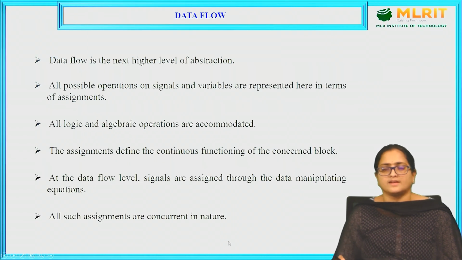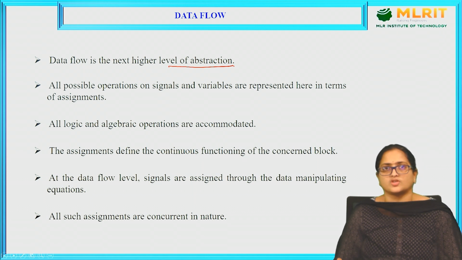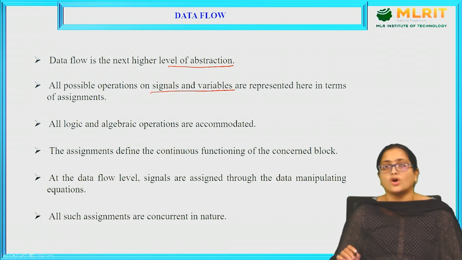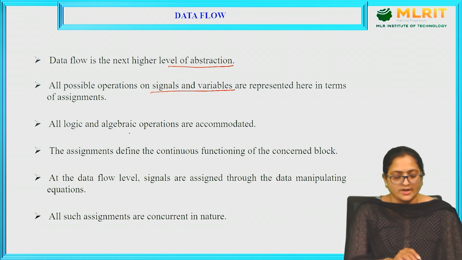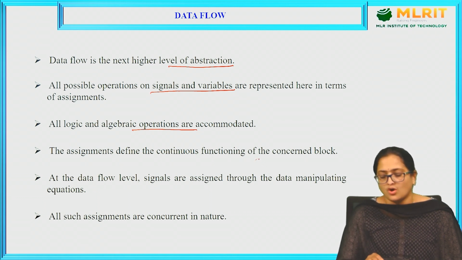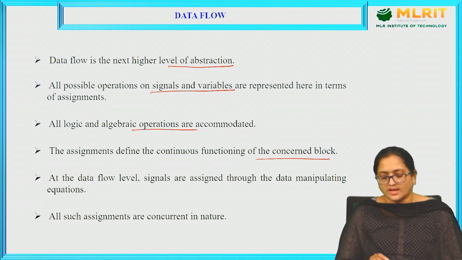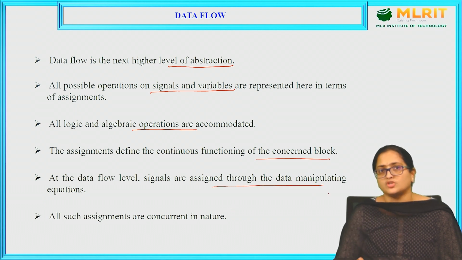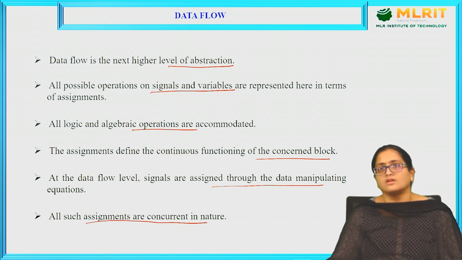The next level of design description is data flow. Data flow is the next higher level of abstraction. All the possible operations on signals and variables are represented here in terms of assignments, and all the logic and algebraic operations are accommodated. The assignments define the continuous function of the concerned block. At data flow level, signals are assigned to the data manipulation equation. All such assignments are concurrent in nature.